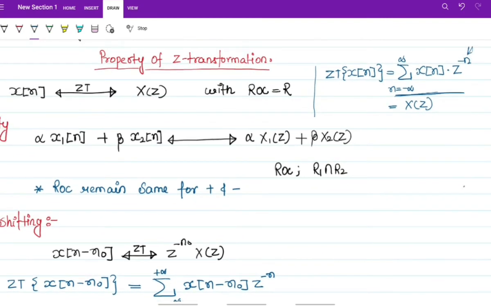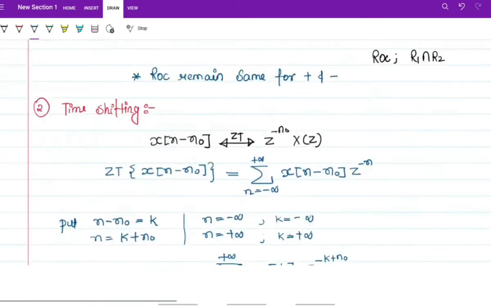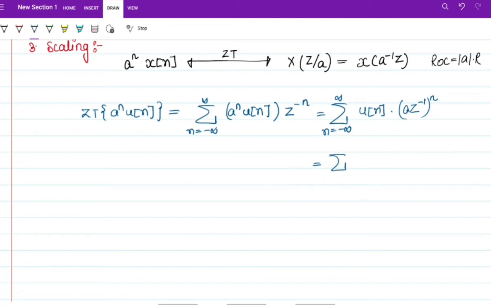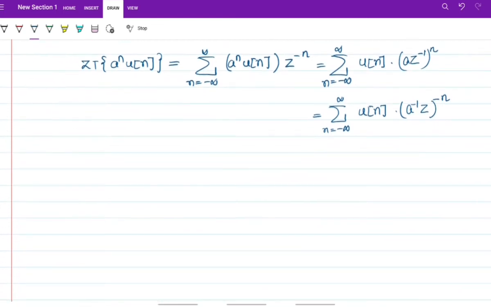So in the formula, what is there? Minus n, z to the power minus n. So whatever thing has the power minus n, that will be your variable in the Z transformation, right? So we will convert this into minus n. So we can write this equation as the summation of n from minus infinity to plus infinity of u of n into, instead of this, a to the power minus 1 z to the power minus n. Okay, sorry, I mentioned u of n here, it's better to keep x of n because this signal can be anything. X of n. So this can be written as z by a or a inverse z, right? Okay.